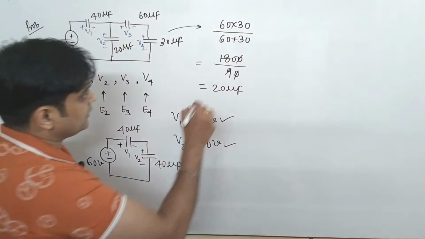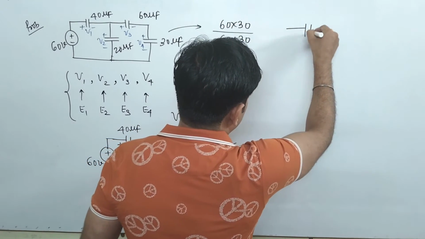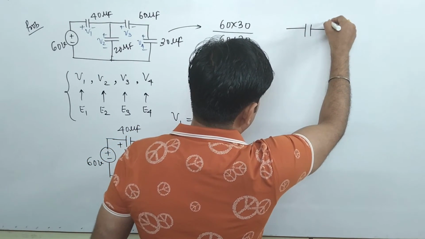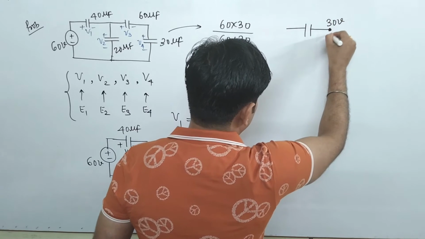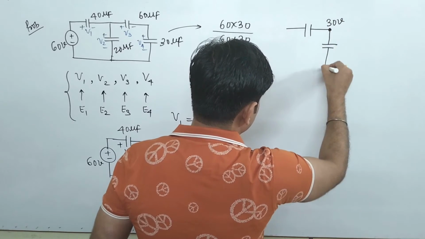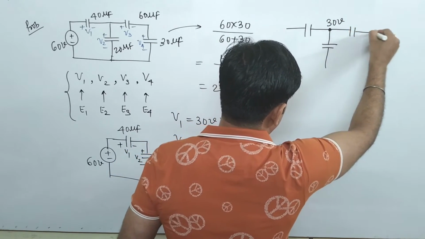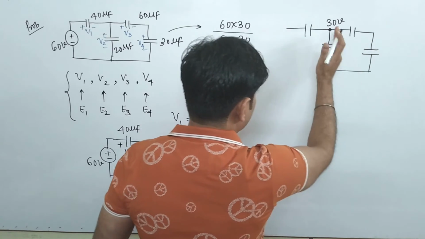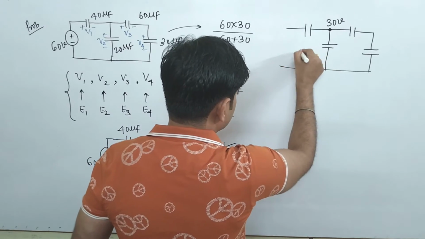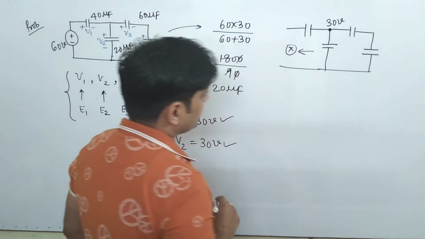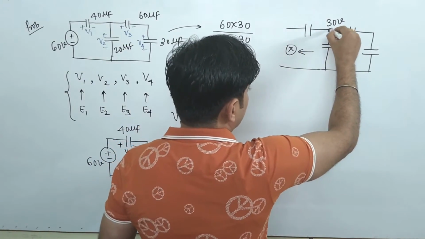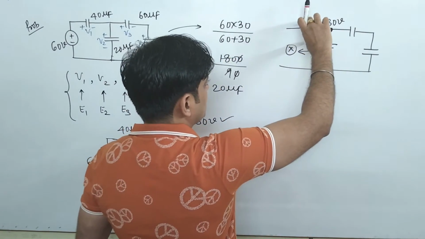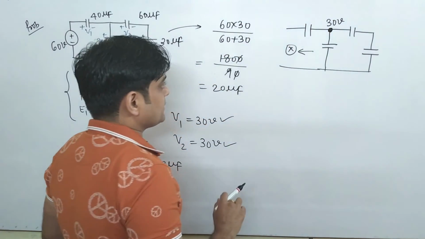Now if you see here, if I proceed further, you get the value at this node as 30 volt. This is one capacitor and this is another capacitor, which are now connected in this form. Forget about the other networks here, I am not talking about them. Now this 30 volt is the voltage across this capacitor and this capacitor.